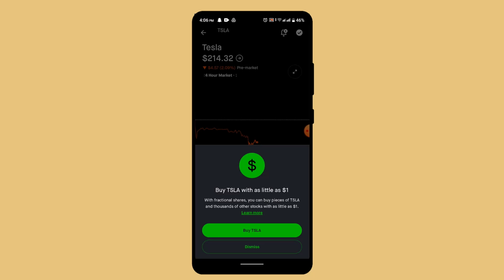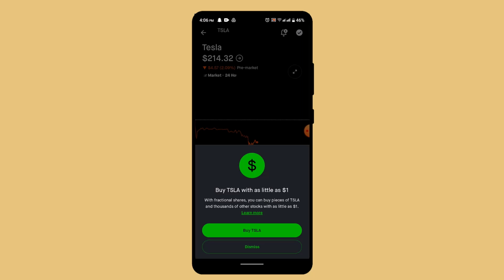Now enter the target price at which you want to take profit. This is the price at which you are willing to sell your position. Then you need to specify the quantity or number of shares you want to sell at the set target price. Then review the order details, including the limit price and quantity. Then confirm the order when you are satisfied with the settings.